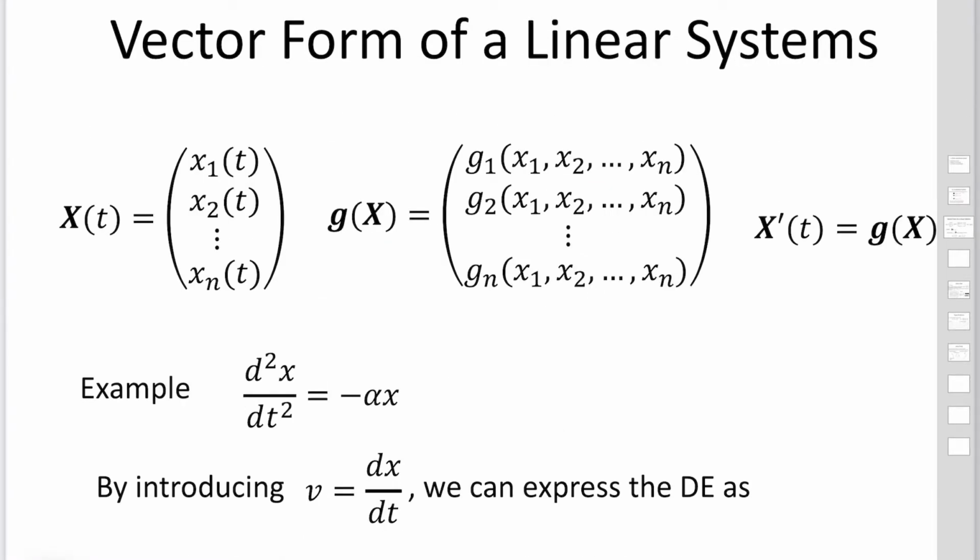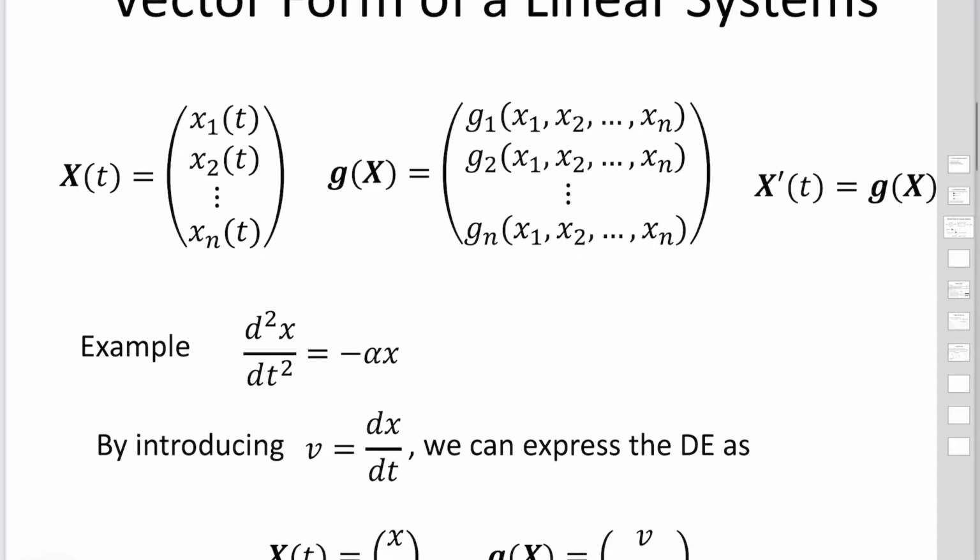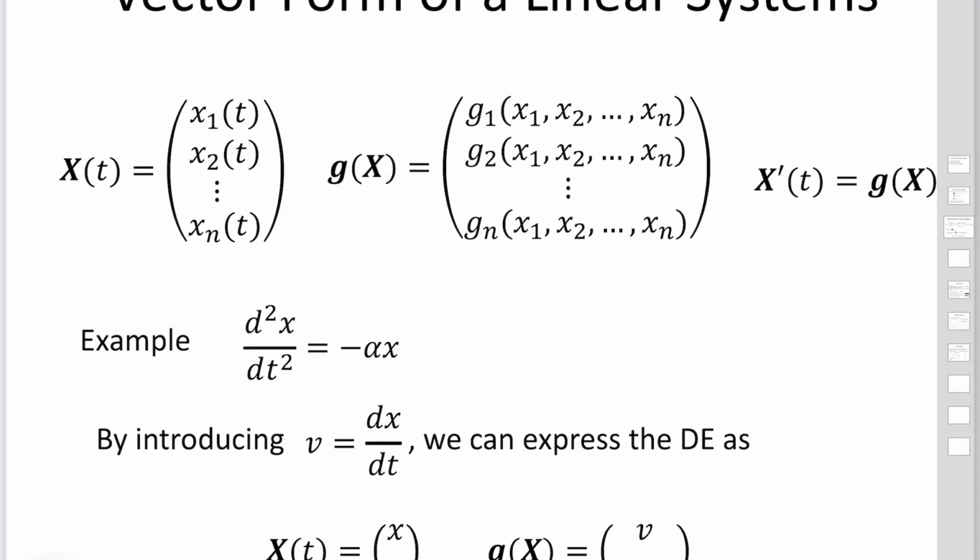Vector form of a system. So we combine some equations into a single equation using vector quantities. The vector X is expressed as components x sub 1, x sub 2 up to x sub n. All the dependent variables are functions of t, the independent variable. And g is also another vector quantity. G sub 1 is a function of x sub 1, x sub 2 up to x sub n. Also g sub 2 is a function of the dependent variables.